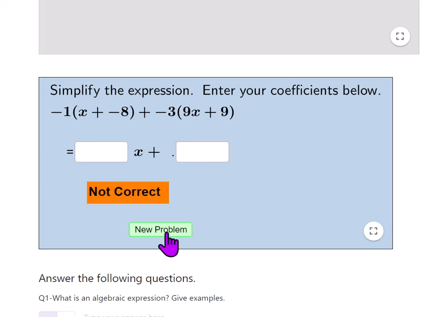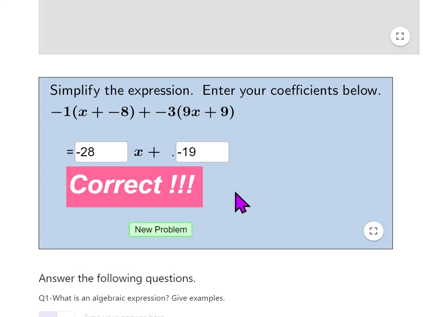I think it's a mistake. Okay, and you can do loads of problems like that. Minus 28. 8. Take 27. It's negative 19, I think. Okay, doing okay. So guys, that's it really.